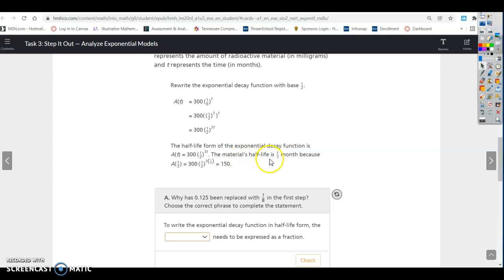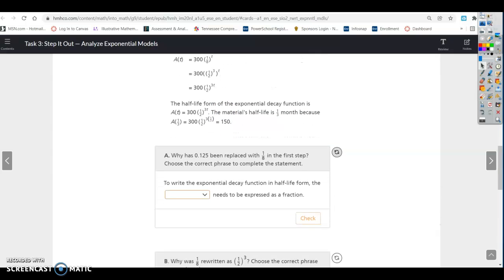The material's half-life is 1/3 months because 1/3 of 3 equals 1. Okay, so when you substitute 1/3 in as t, you're going to get 150. 150 is half of 300. And when you're talking about a half-life, that's what you want to know. How long does it take to decay by half?